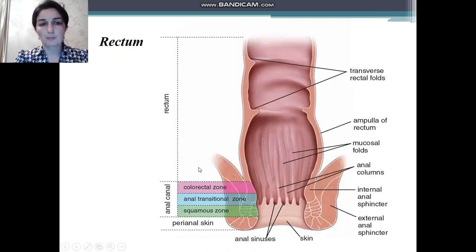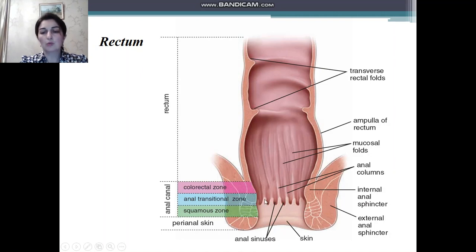of the mucosa. Finally, the rectum. Rectum is the final part of the large intestine, and it has a similar structure as in the rest of the colon, and the anal canal. Anal canal we can subdivide into three regions: colorectal zone, anal transitional zone, and squamous zone. Here we can see that in the wall of the anal canal there are longitudinal folds, and they meet each other at the anal valves. Between anal valves we can see anal sinuses and also anal columns.